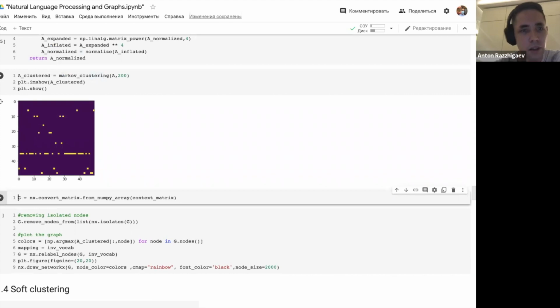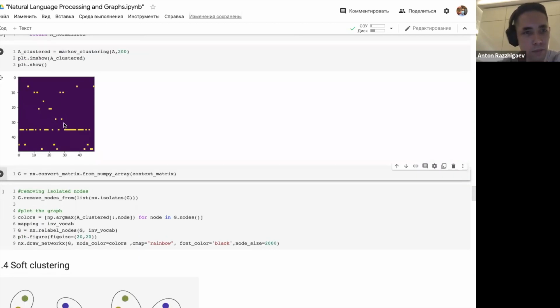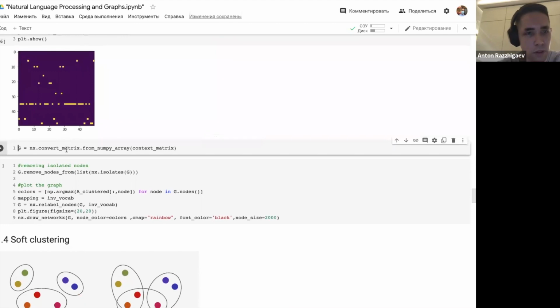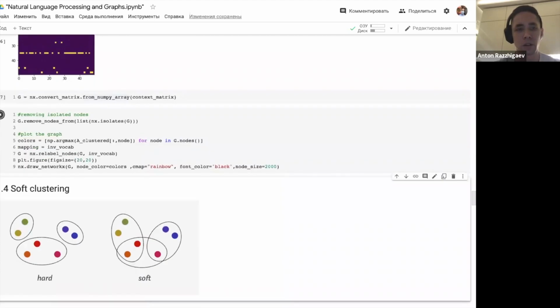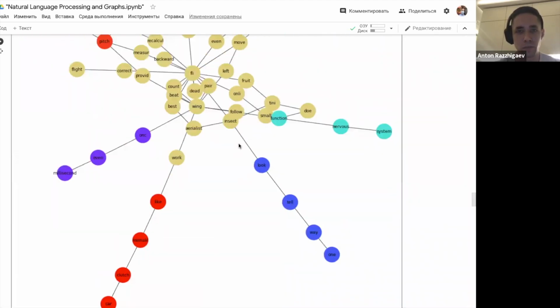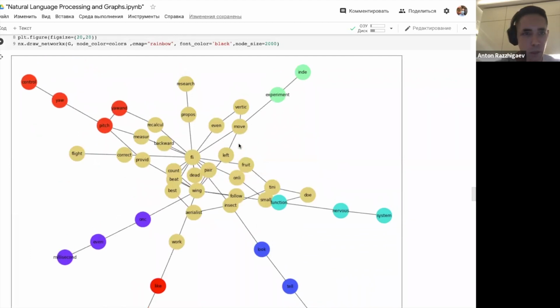Well, here are the clusters. We can see that there are some big clusters, one big cluster and some small clusters. Now we create again a graph object with the NetworkX module from this adjacency cluster matrix. And now we can plot our graph structure. Well, here is our graph and clusters.